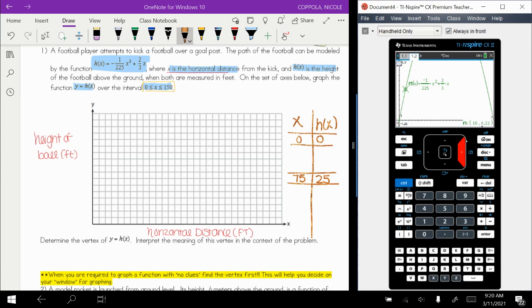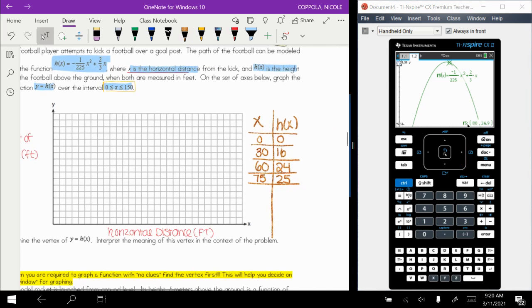I don't want to graph the point (10, 6.22). So I'm looking for some nice clean points. Oh, this isn't bad, (30, 16). I'll press the right arrow again. (60, 24). That's really nice. And then I've got my vertex at (75, 25).